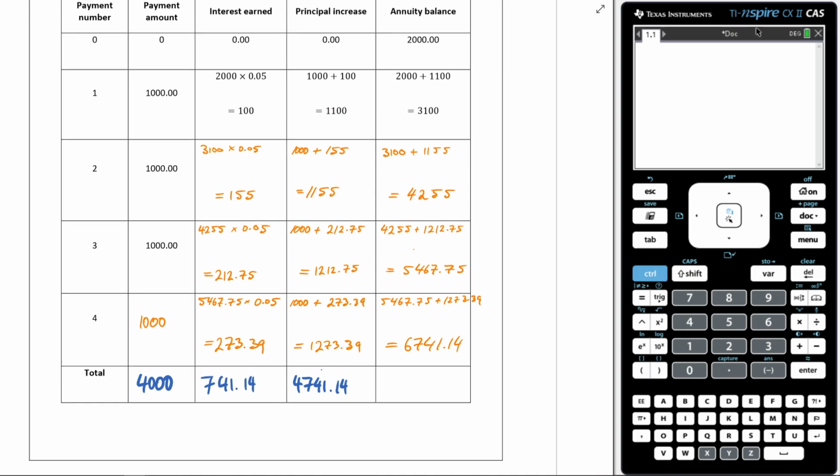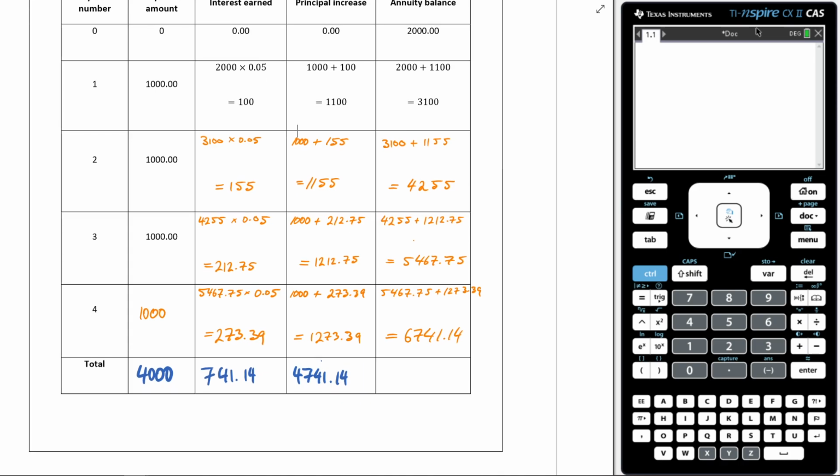And then your annuity balance. Here you can actually say that the total of the annuity is 6,741.14. Remember, previously when we were doing amortization tables, it didn't really make any sense to put anything there. But here it does make sense because we're adding on the total in our annuity balance. Perfect. That is how that works. Hopefully you found that fun.